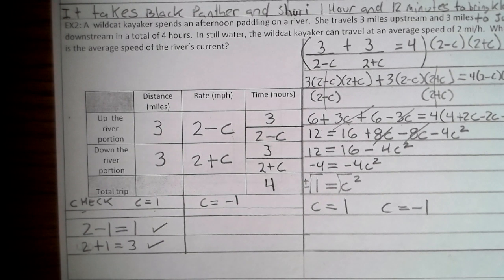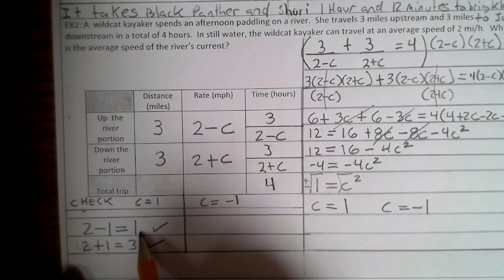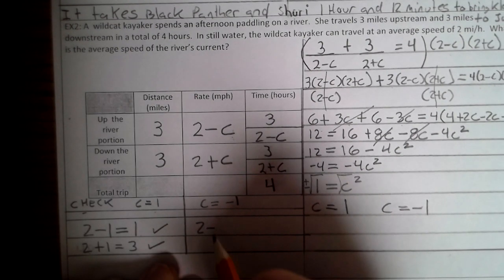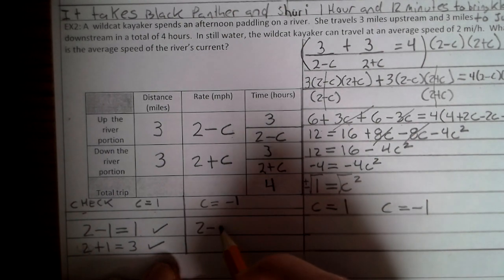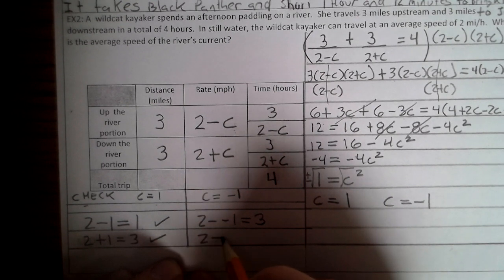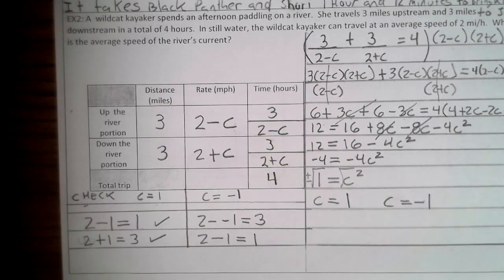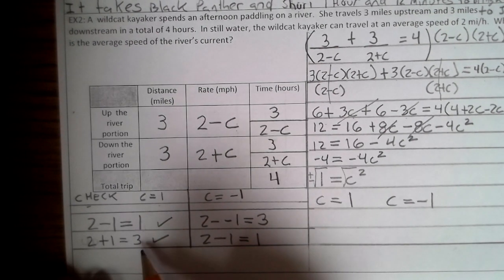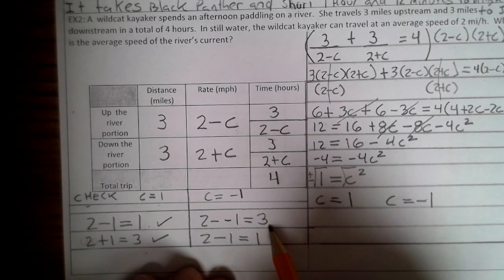Now we need to check with c equals negative 1. So 2 minus a negative 1 equals 3, and then 2 plus negative 1 equals 1. Now you might think, oh, well, those are positive numbers. That's okay. Here's the thing. If you're going up the river, you should be going slower, and down the river going faster. So the first one makes sense. But here it's saying you're going faster upriver and slower downriver. That doesn't make sense. So c equals negative 1 is not a valid solution. So your answer is c equals 1.